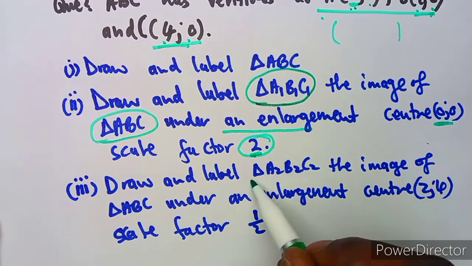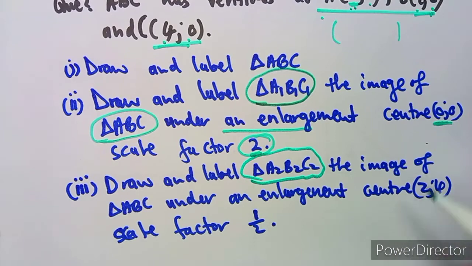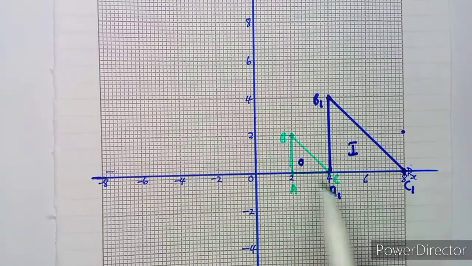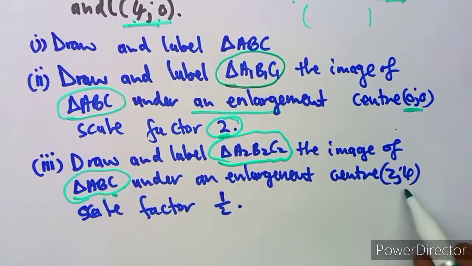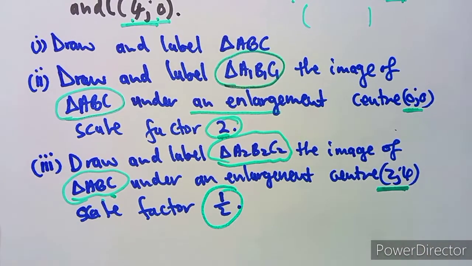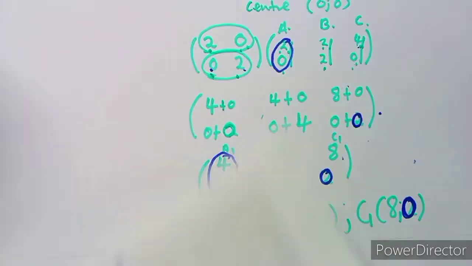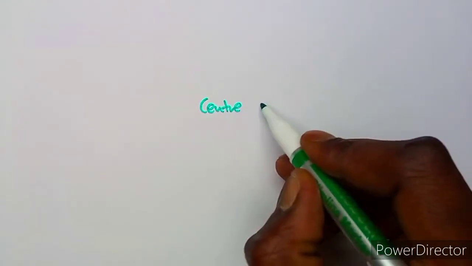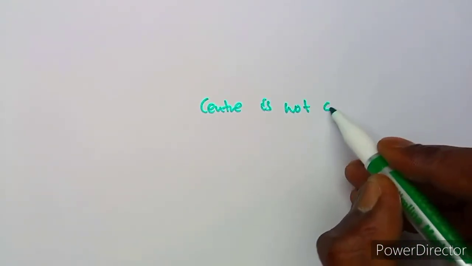Anyways, on the other item, which is 3 now, is to draw the image. We are still on the image, but this time it's A2 B2 C2, the image of the same triangle ABC. So we are still working with the same object, but now it has a center at 2 4 and a scale factor of half. The first thing is that the center this time is not 0 0.